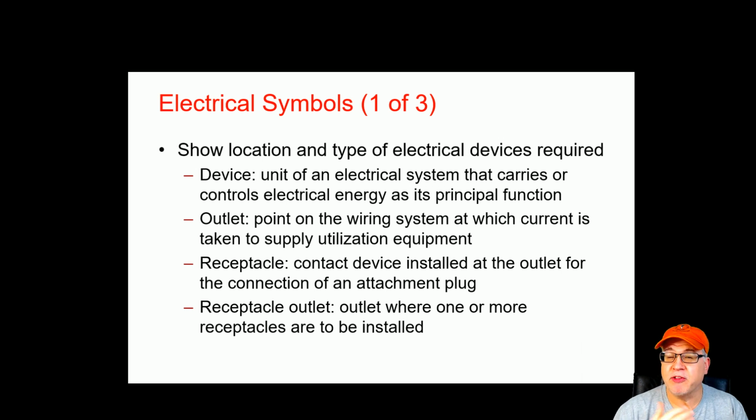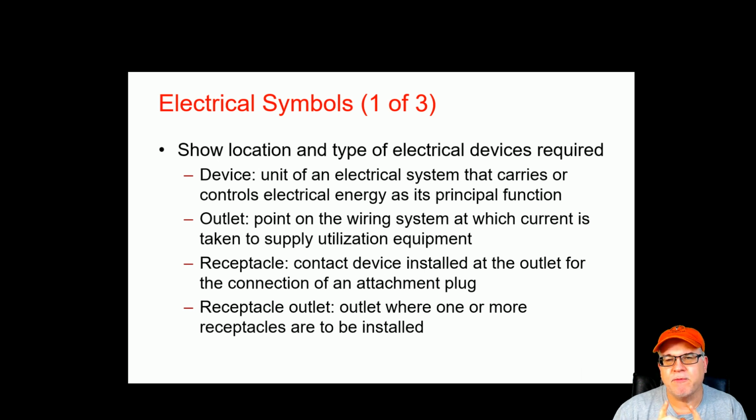Okay. Now, a receptacle, for example, is a device, a unit that actually carries electrical energy. And of course, it's a point where we can plug in a lamp, or a TV, a radio, or what have you, in order to get power from the electrical system. That is also a device. Now, the next one we see is an outlet. What's an outlet? Well, it's the point on a wiring system at which current is taken to supply utilization equipment.